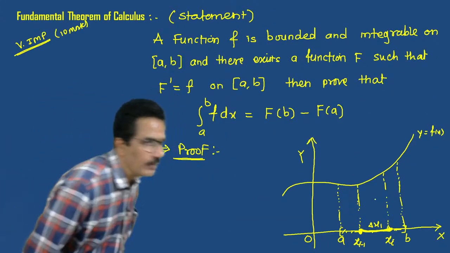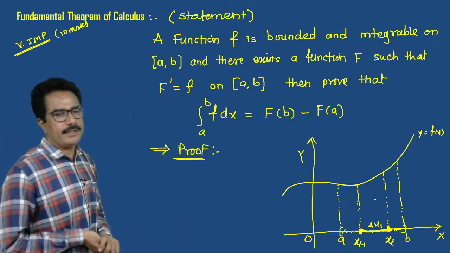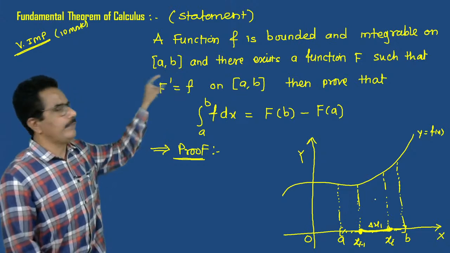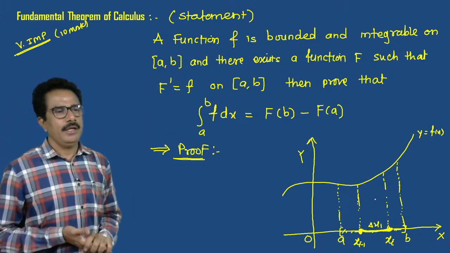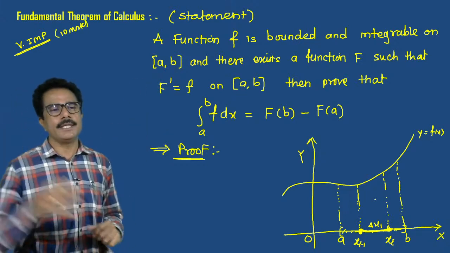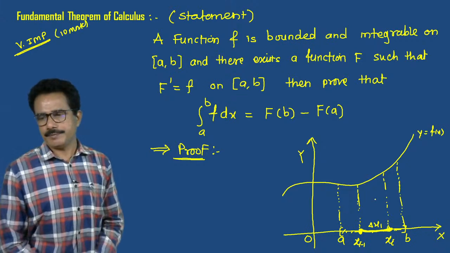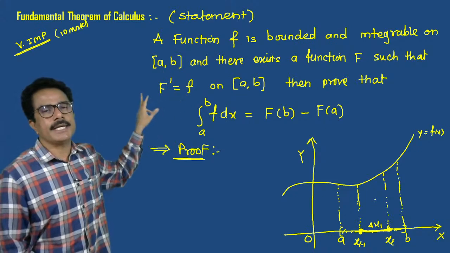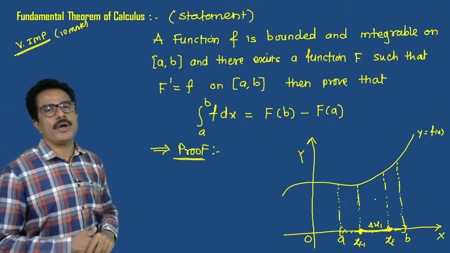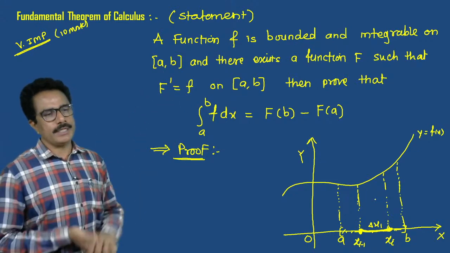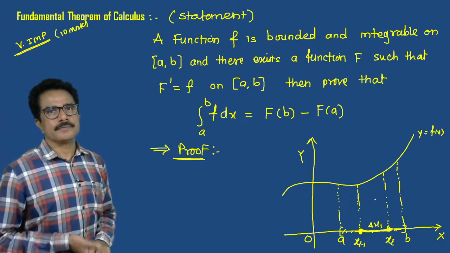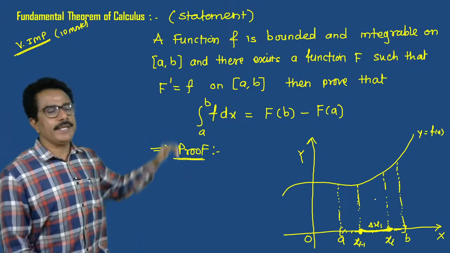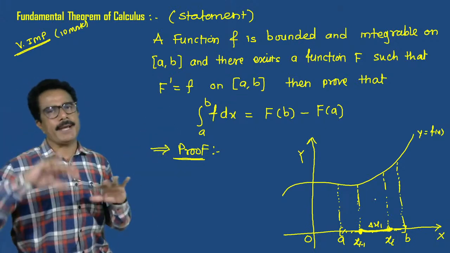Everyone should know this; it is a 10-mark theorem. I shall repeat this theorem. A function f is bounded and integrable on closed interval ab, and there exists a function capital F such that capital F dash is equal to small f on closed interval ab. Then prove that integral from a to b f dx is equal to F of b minus F of a.